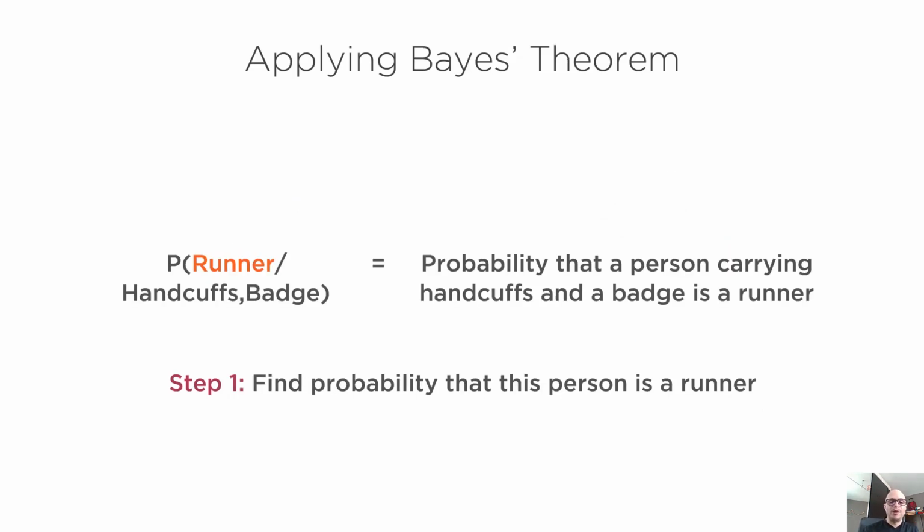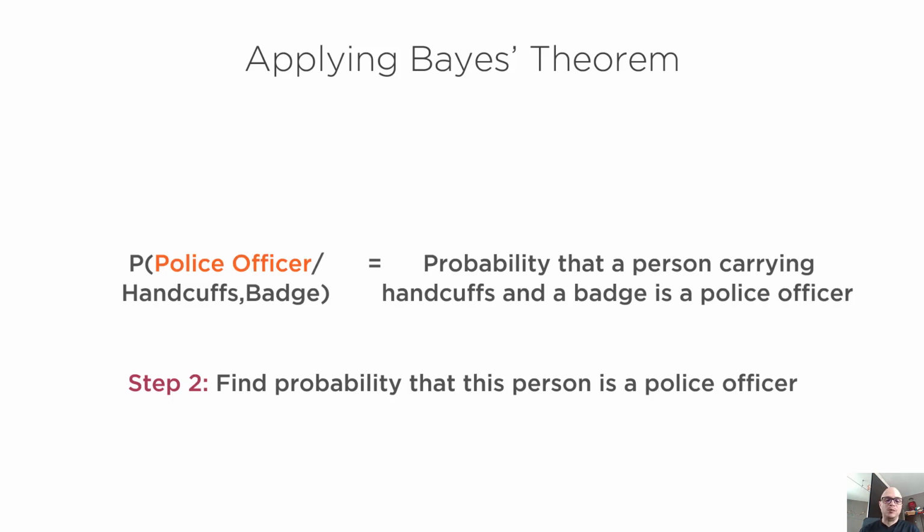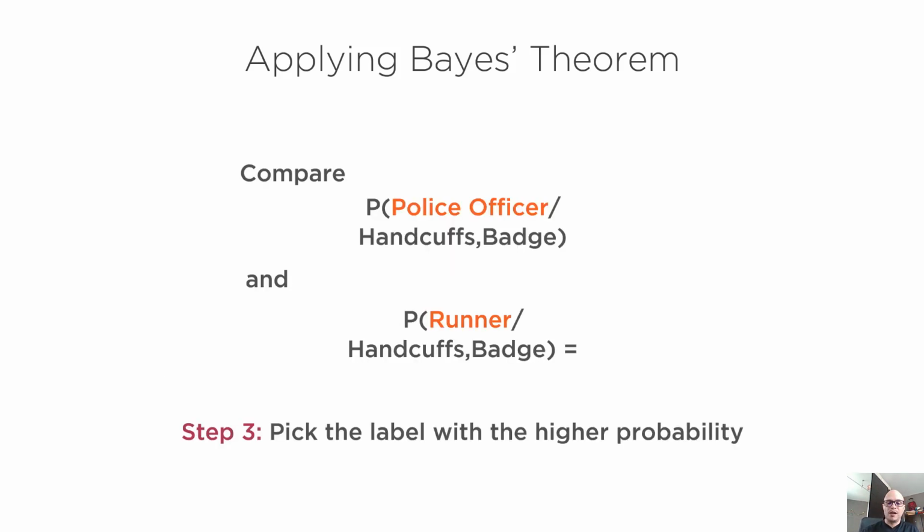So how do we apply the Bayes theorem? First, we find the probability that this person is a runner. So, probability of a runner if we have handcuffs and badge. Step 2, we find the probability that this person is a police officer. So it's the same, but based on the assumption that it is a police officer. And 3, we pick the label with the higher probability.